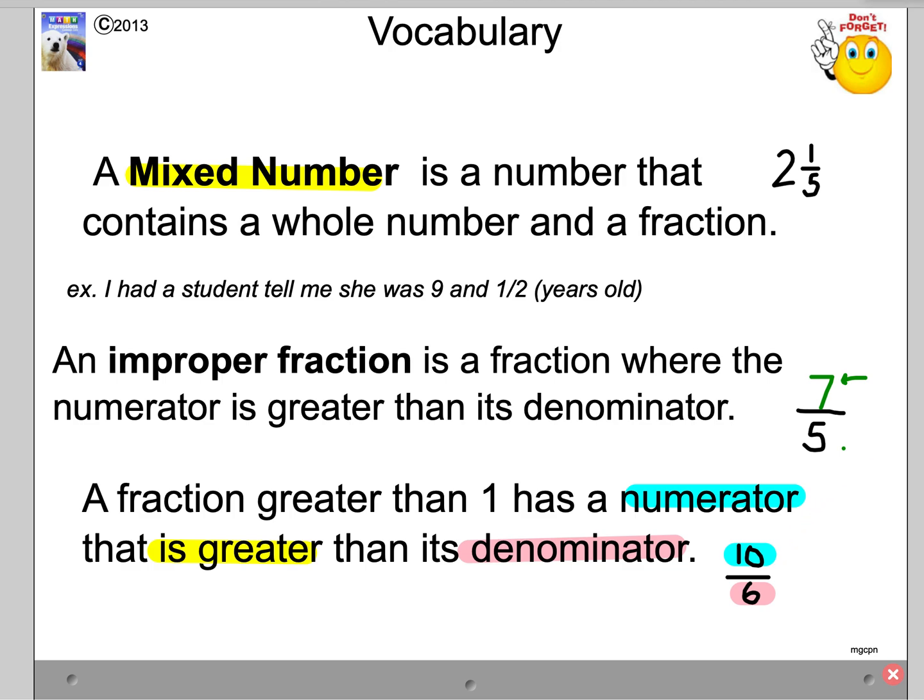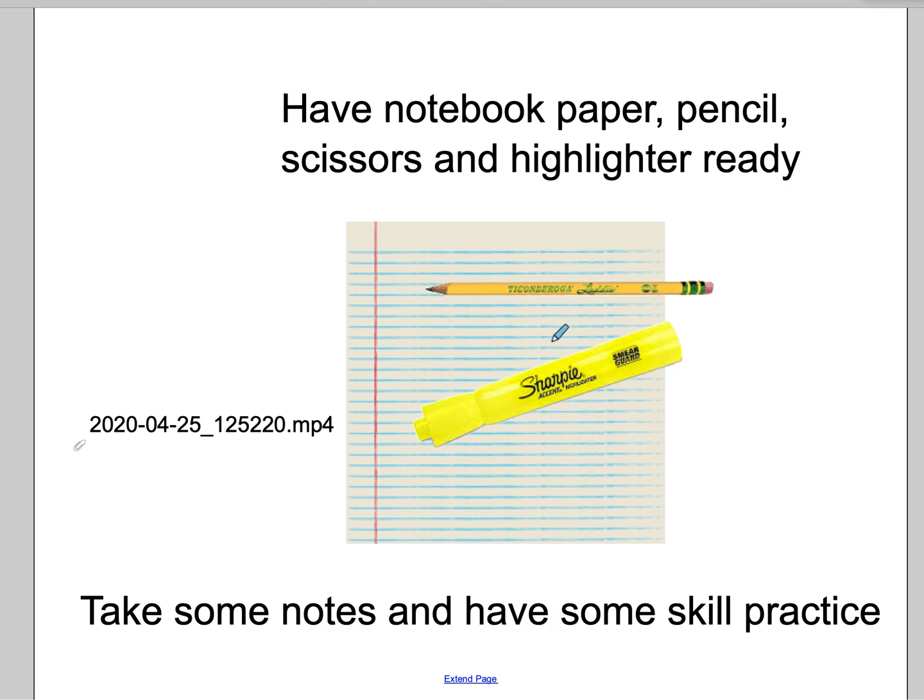What I need you to do is take a notebook piece of paper or two and a pencil and a Sharpie. You don't need scissors. I've recorded a quick video for you to take some notes and do some practice.